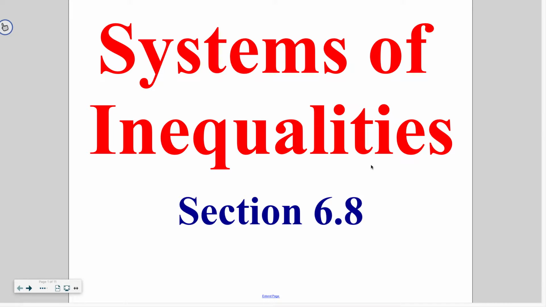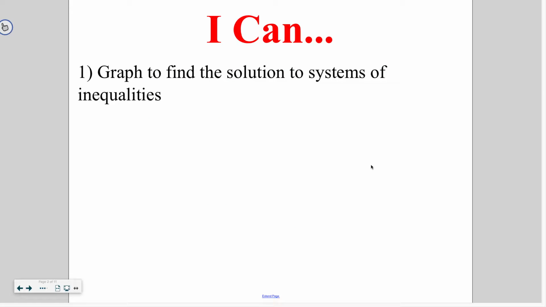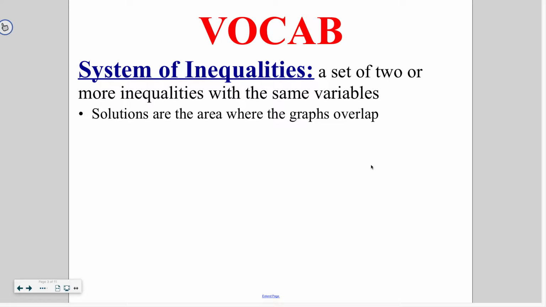Hello class, today we're going to talk about section 6.8, which is systems of inequalities. By the end of today's lesson, you will be able to graph to find the solutions to the system of inequalities. So, a system of inequalities is a set of two or more inequalities with the same variable. Again, similar to what we looked at when we were looking at equations, we can have more than two expressions to work with, but for our purposes, we are just going to be looking at two inequalities with two variables. When we are looking for the solutions, this is going to be the area where the graphs overlap.